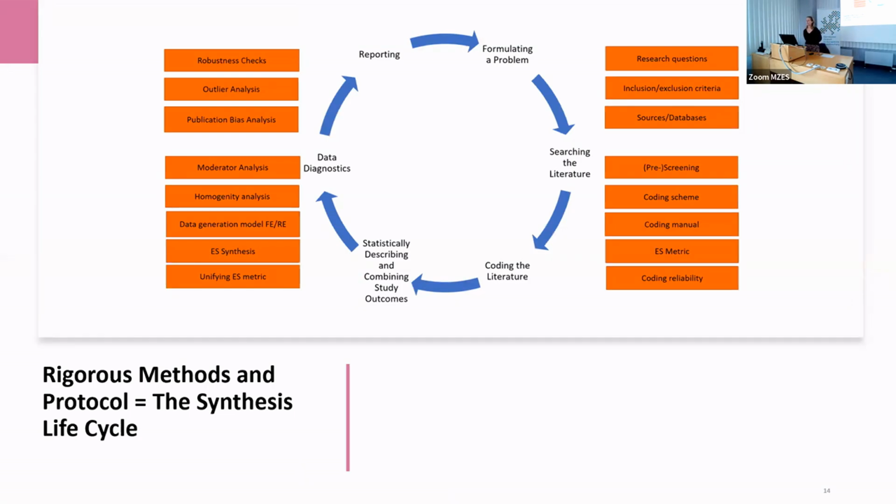The synthesis life cycle walks you through all the important steps of a synthesis project. It starts here in the upper right corner with formulating a problem, and here you think first about the research question itself. So what is my research question? And then from this research question, you think about, okay, what makes studies eligible for my research? So what characteristics does a study need to have to be eligible or ineligible for my meta-analysis or my systematic review?